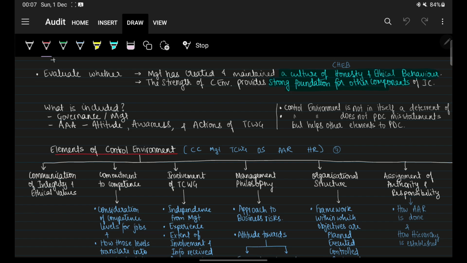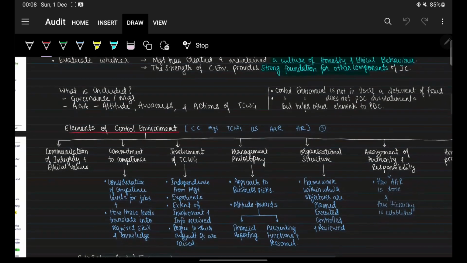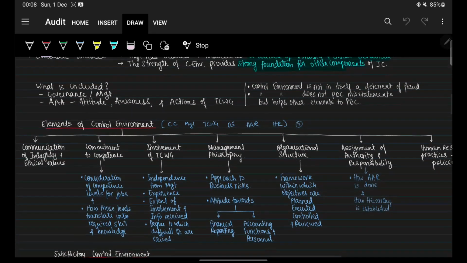Okay, next, what is included in the control environment? It includes the governance or management, and it also includes the attitude, awareness, and actions of those charged with governance. Control environment is not in itself a direct deterrent of fraud. Also control environment does not prevent, detect, or correct misstatements, but it helps other elements to prevent, detect, and correct.